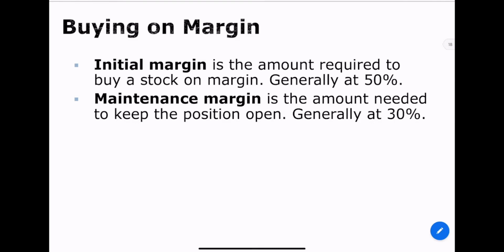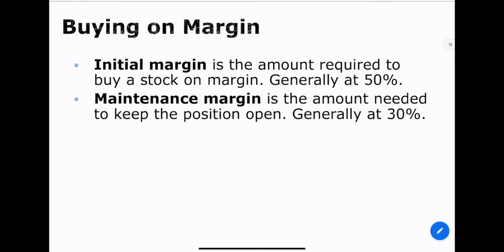Basically, judging from the name, you could see that maintenance margin refers to the margin level you have to maintain in your position, right? Generally, it is at 30%. It basically means that at any time, if the value of your position is, let's say, $100, then at least your own money has to be a percentage of 30%, right?